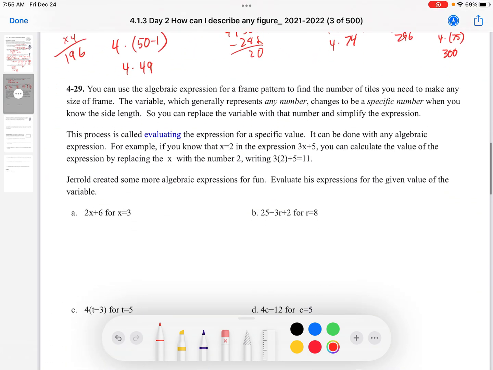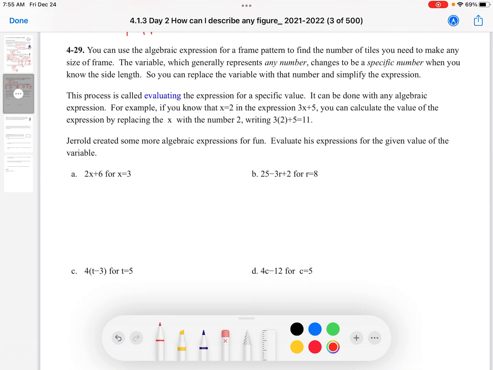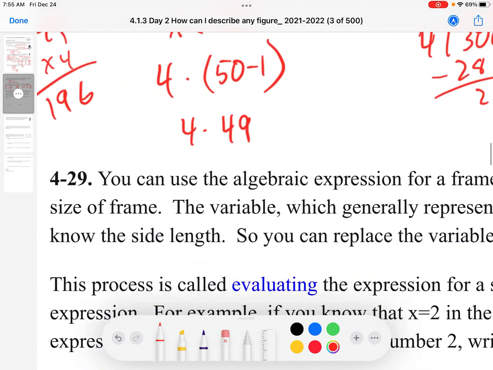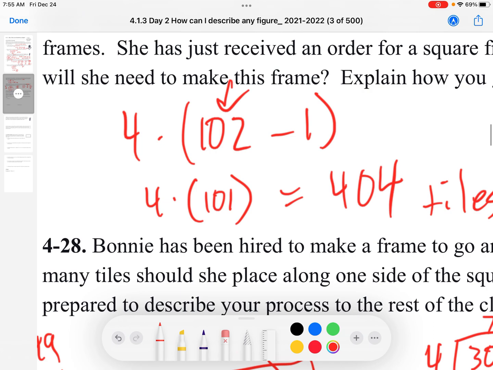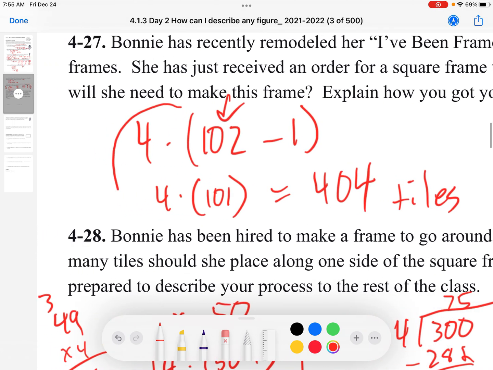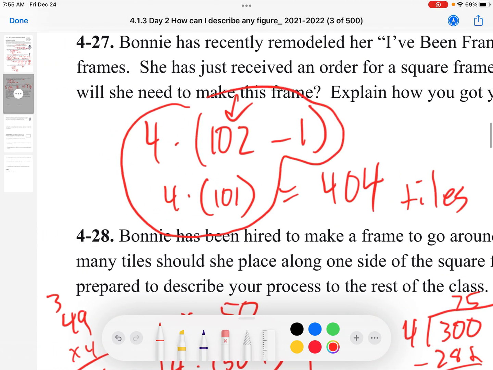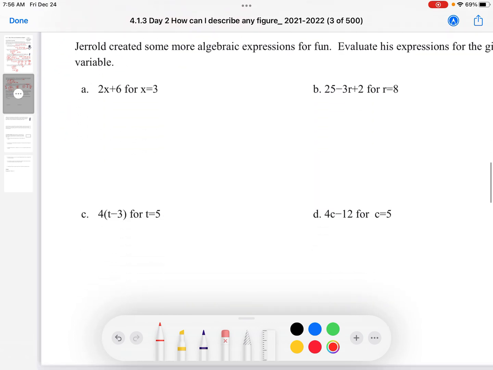All right. You can use algebraic expressions for a frame pattern to find the number of tiles you need for any size frame. The variable, which generally represents any number, changes to a specific number when you know the side length. So you can replace the variable with that number and simplify the expression. This process is called evaluating. So this part right here, that's evaluating that expression. Okay, that's what that means.